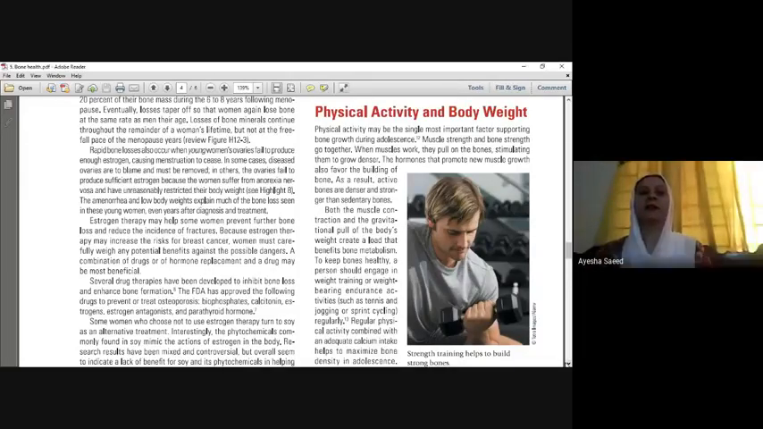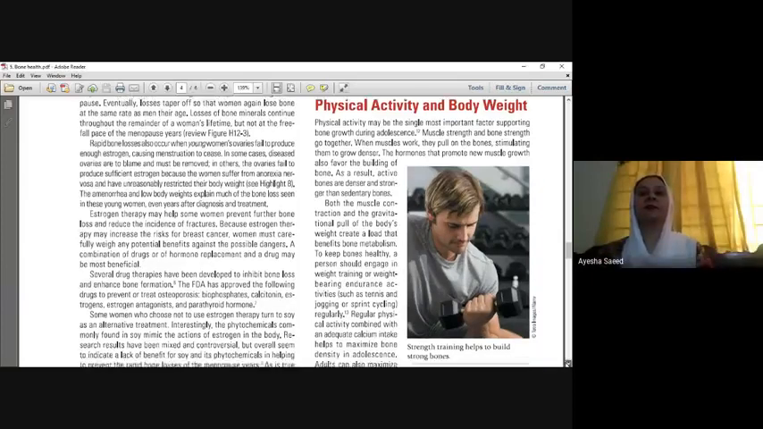Estrogen therapy may help some women prevent further bone loss and reduce the incidence of fractures, but because estrogen therapy may increase the risk of breast cancer, women must carefully weigh any potential benefits against the possible dangers. A combination of drugs or of hormone replacement, a drug may be most beneficial. So, estrogen therapy may be used to prevent bone loss and reduce fractures, but estrogen therapy has also been found to be related to breast cancer, therefore, care must be taken.